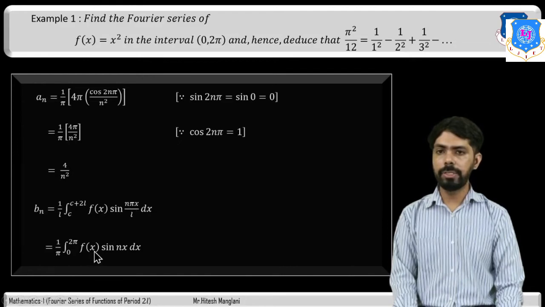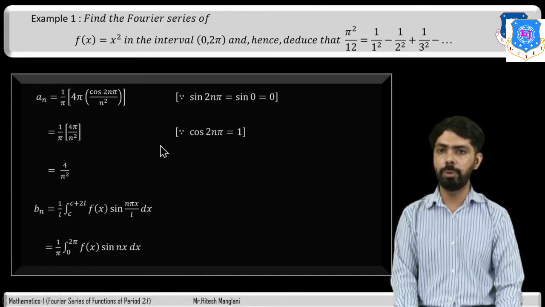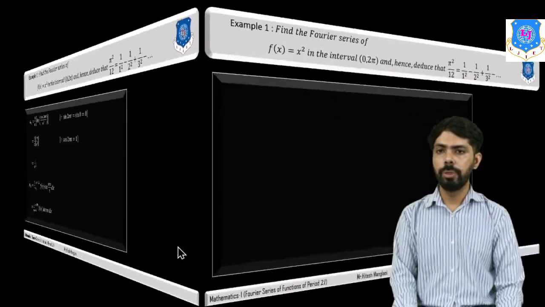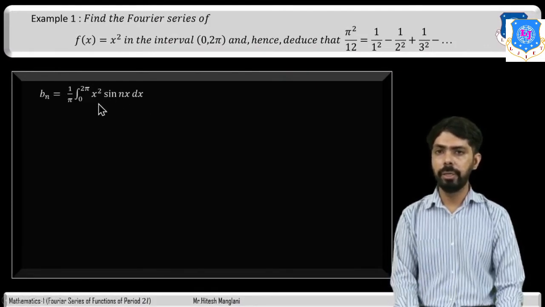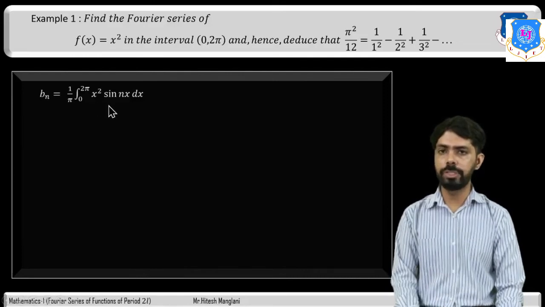So what is f of x? F of x is x square, and here the limit is 0 to 2 pi, because we are finding the Fourier series of the function in the interval 0 to 2 pi. So it will be 1 divided by pi integration 0 to 2 pi x square sine nx dx. Now here again, as you can see, there are two functions. The first function is x square, the second function is sine nx. So here we will use Bernoulli's formula.